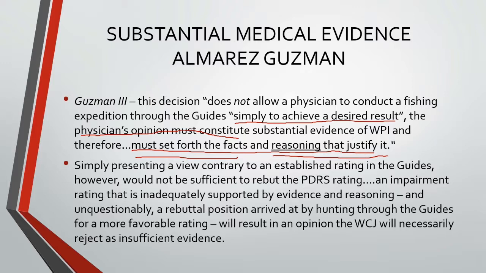So the Guzman decision goes on and tells us that simply presenting a view contrary to an established rating in the guides would not be sufficient to rebut the permanent disability rating schedule rating, which, remember, is prima facie evidence of the accuracy of the rating. So simply providing a view contrary to the prima facie rating is insufficient. An impairment rating that is inadequately supported by evidence and reasoning, and certainly a rebuttal position arrived at by hunting through the guides for a more favorable or higher rating, will certainly result in an opinion that the workers' compensation judge will necessarily reject as insufficient evidence.